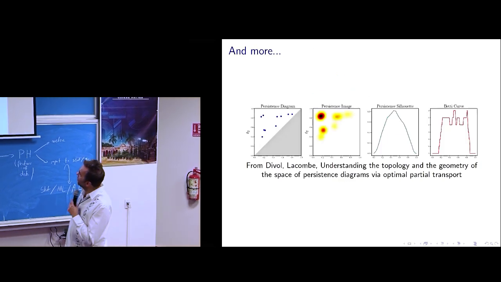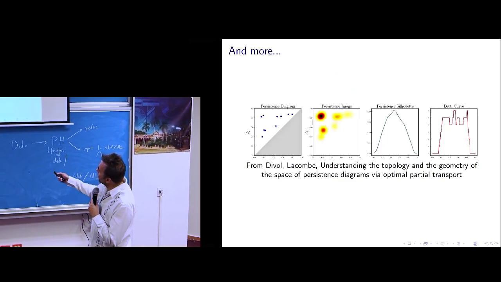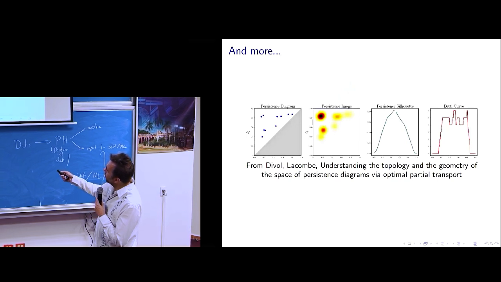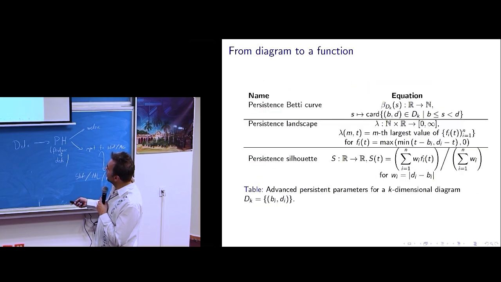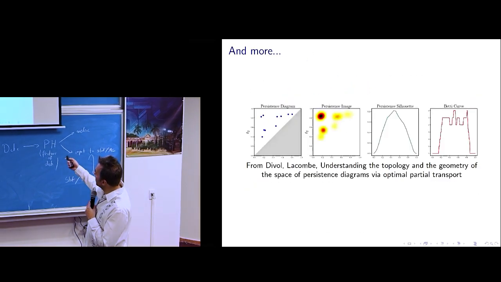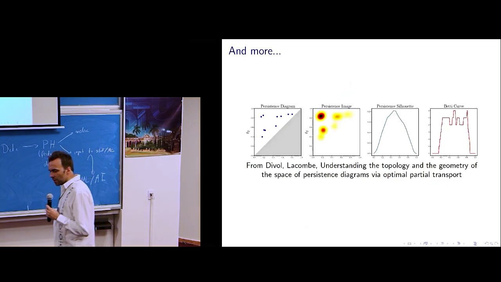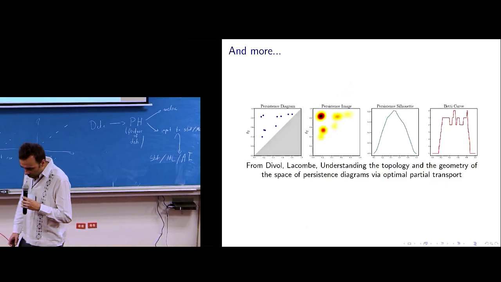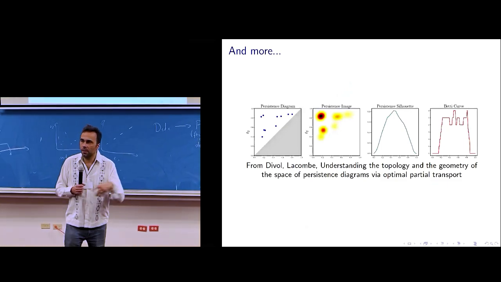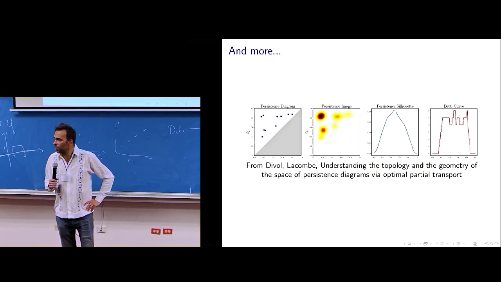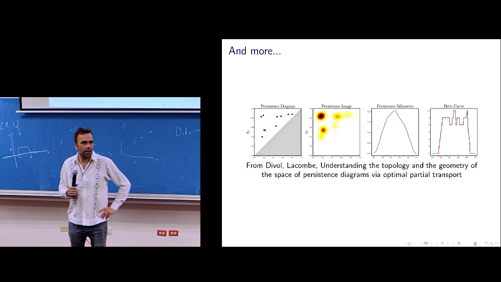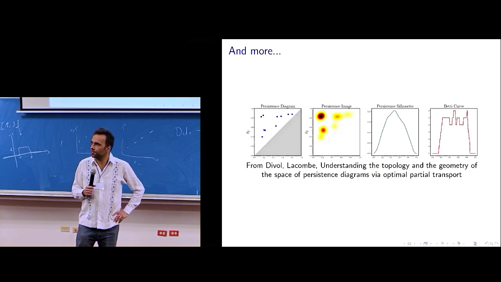I think there's another example of a collection of points, the persistence image. There's another function which is called the persistence silhouette. I don't think I want to go into the details, or a Betti curve. All of them can serve as a vectorizable representation of your data. This is something you put into statistics, machine learning. I won't be going into details, but that's the idea. Any question about this idea?